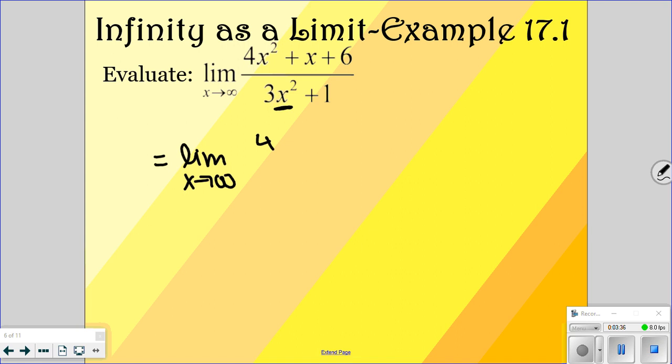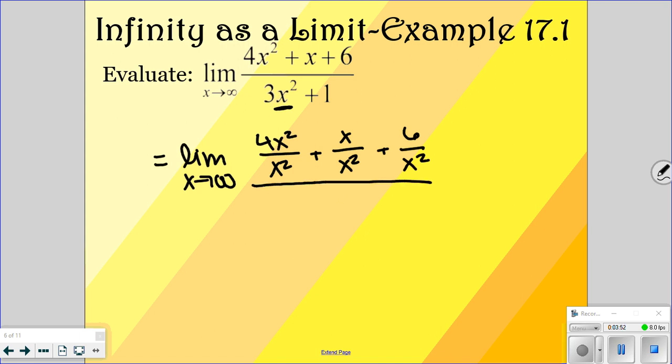So we're going to say 4x squared divided by x squared. We're going to say x divided by x squared, and 6 divided by x squared, all over 3 divided by x squared, and 1 divided by x squared. And then we're going to simplify it.